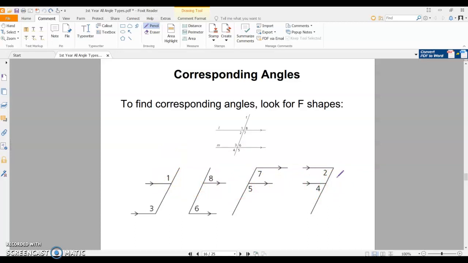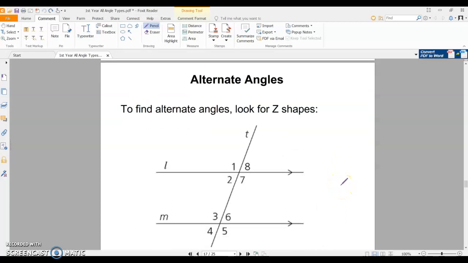Okay, and I will put these slides, these notes up for you. These are all taken from the book anyway, but I'll put them up so you have them in one place.